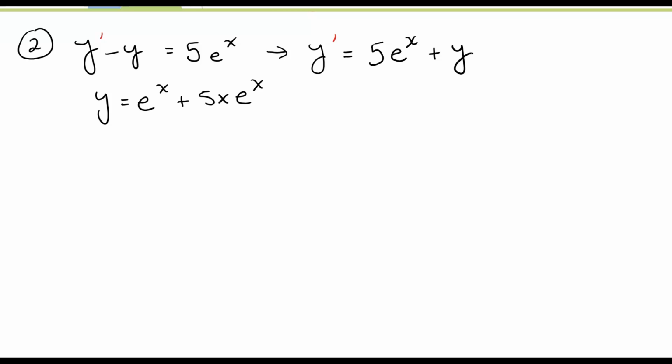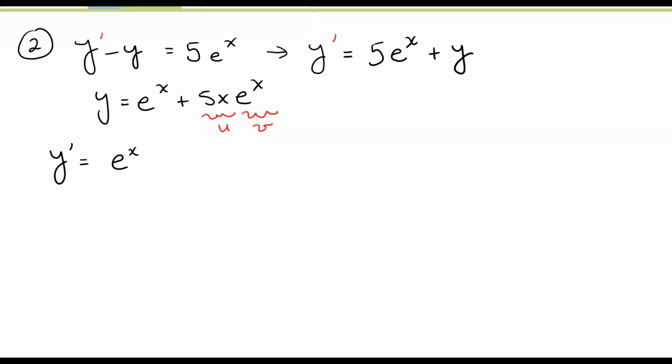In order to do that, we're going to have to take the derivative of y. So if we want to find y prime, we're going to take the derivative of each component. In this case, the derivative of e to the x is simply e to the x. However, when we look at this next part, we notice that we have to use the product rule, u and v.